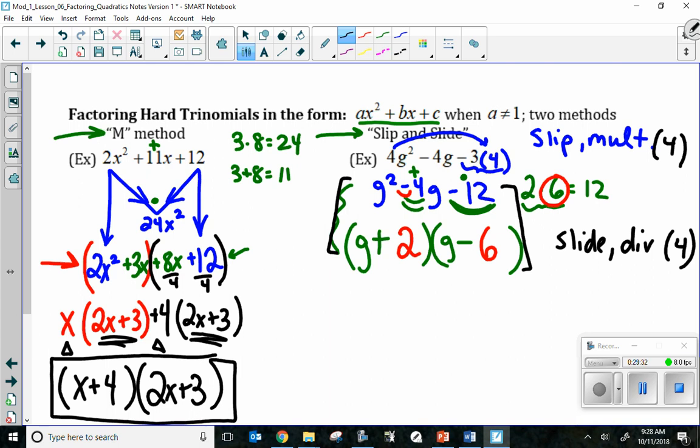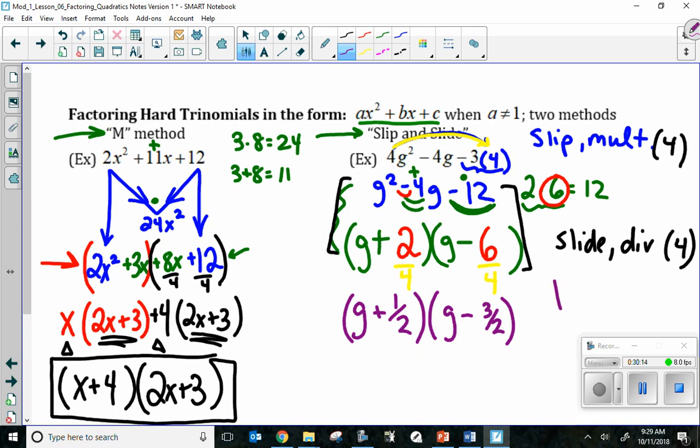Now keep in mind here, initially my 4 was multiplied to the back. Now I'm going to divide the 4 into both of the backs. Okay? And now I simplify both those fractions. And you can see this becomes really easy. I have g plus, well, that's 1/2. 2/4 reduces to 1/2. I have g minus 3/2, okay? 6/4 reduces to 3/2.